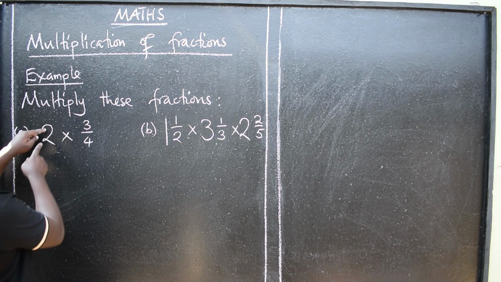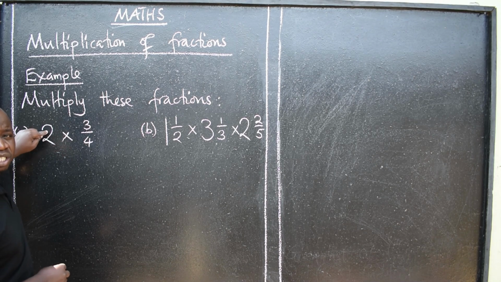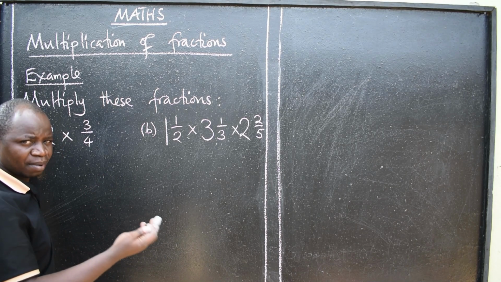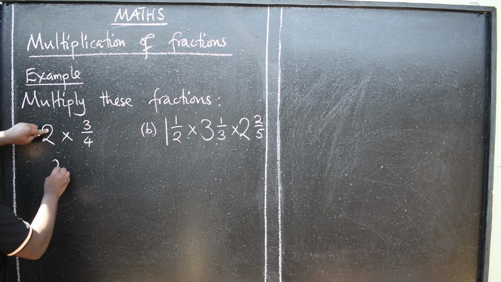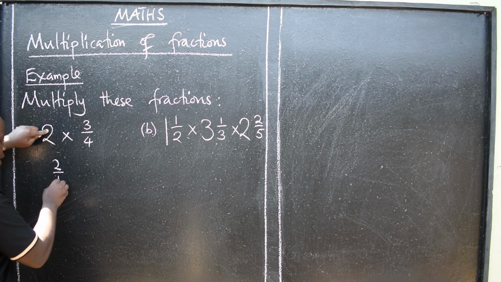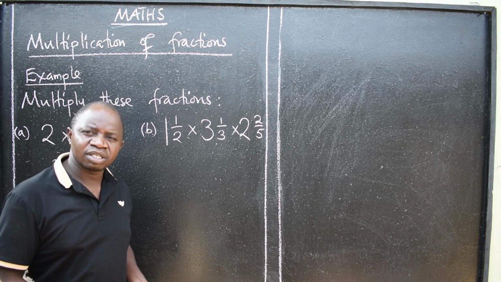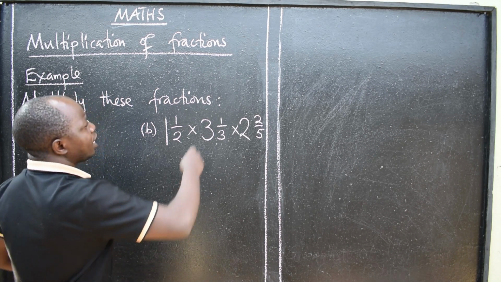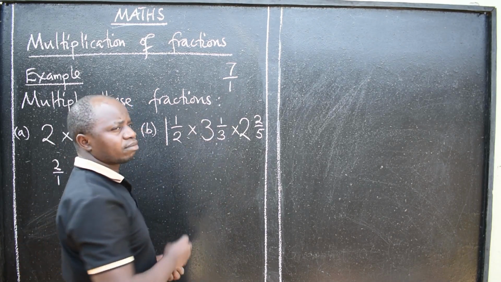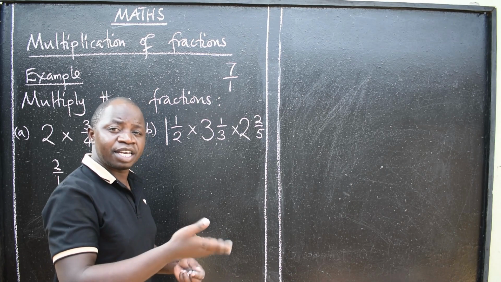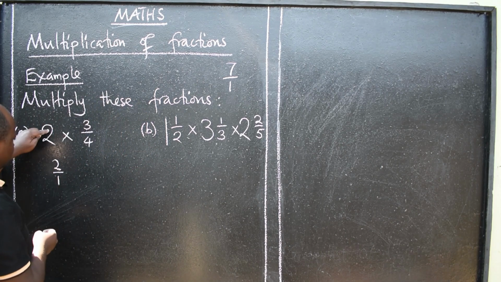What do I mean by that? Look at this 2. It is a whole number, right? So you're going to change this 2, which is a whole number, into a fraction. 2 as a whole number will be written as 2 over 1. Whenever you are writing a whole number as a fraction, it will always be over 1. When I tell you to write 7 as a fraction, you're going to say 7 over 1. Is that clear? 10 will be 10 over 1. 100 will be 100 over 1. So this will be 2 over 1.